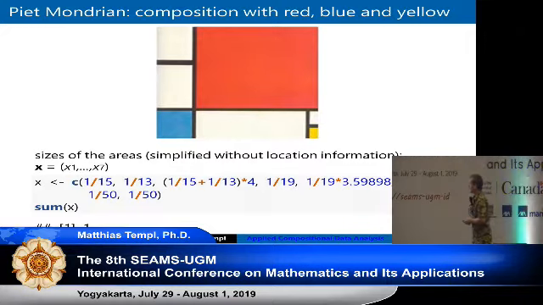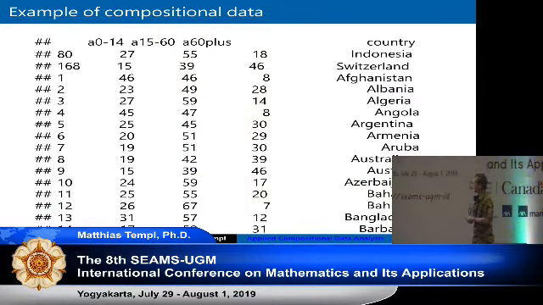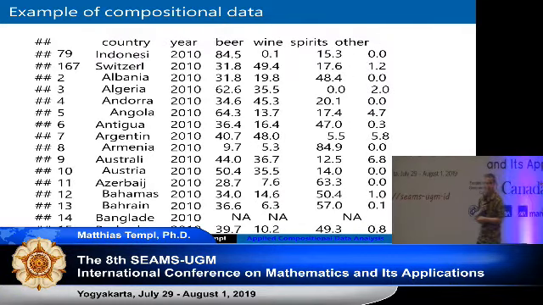Another example of compositional data is the age distribution over certain age categories, percentages, for instance. In Indonesia, you have not many old people compared to Switzerland here, so that's also compositional data. Another thing would be the consumption of alcohol. In Indonesia, if people drink alcohol, they drink beer. In Switzerland, that's a little bit in opposition, they rather like wine, and so on. That's also compositional data. Actually, they also sum up to 1.